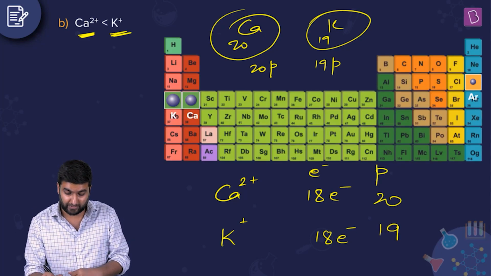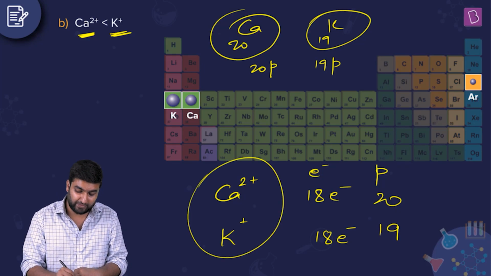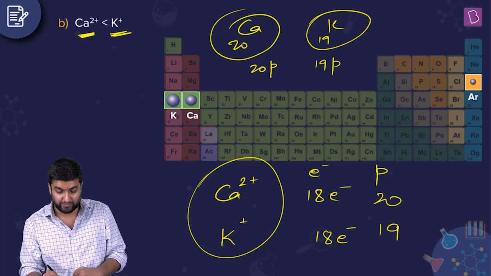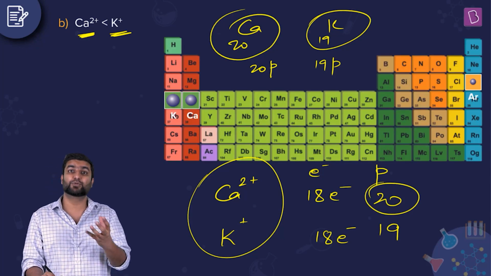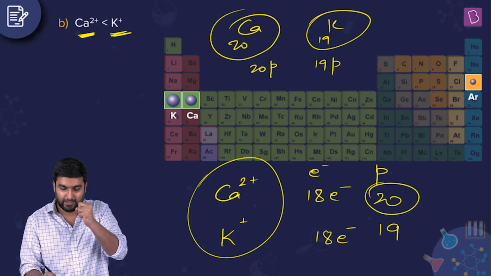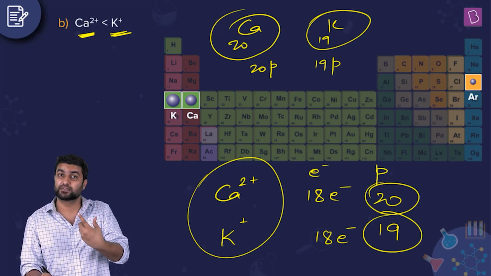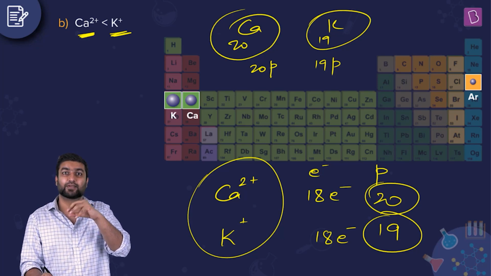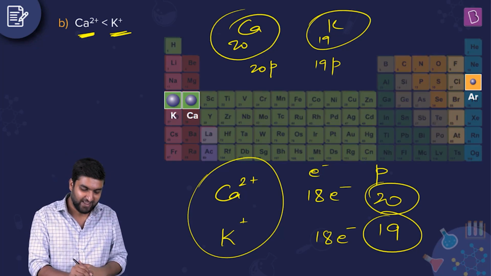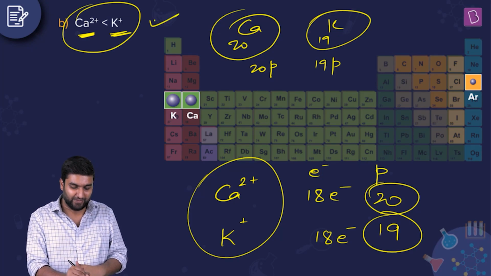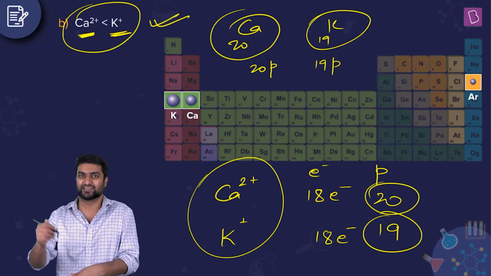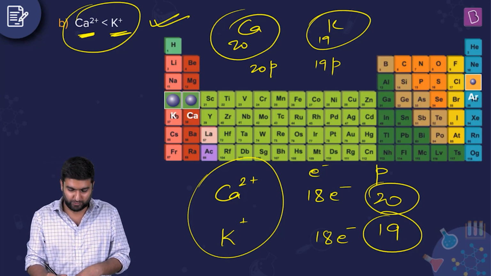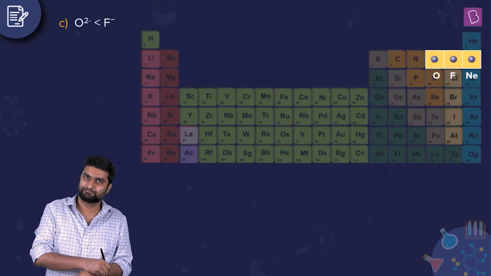Electronic configuration wise, both of them have the configuration of argon, but one of them has a higher number of protons, so that will be smaller in size as compared to the other one. So Ca2+ should be smaller in size as compared to K+. All right. And with that, I am happy right now because I think I found my answer, option B. But just to be sure, let's go through the other options as well.